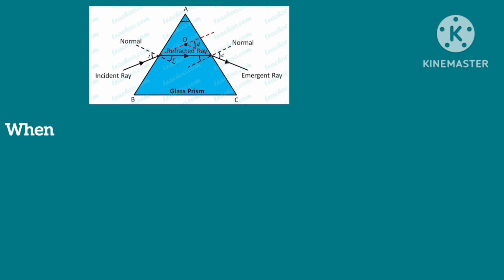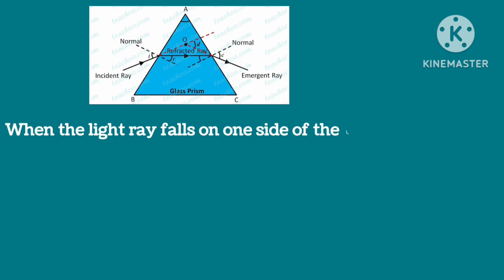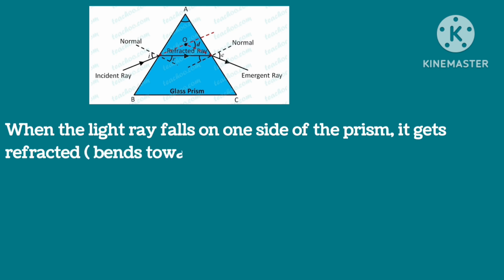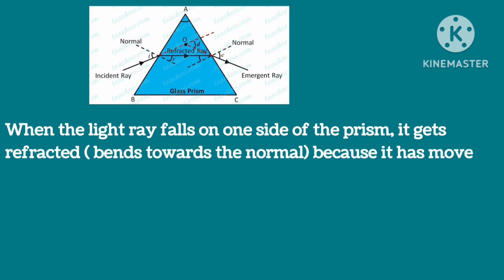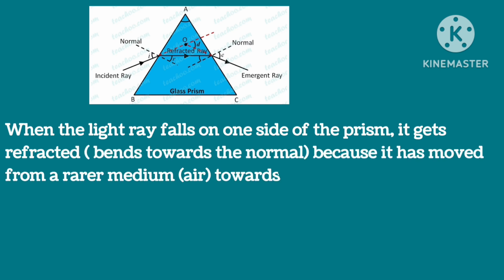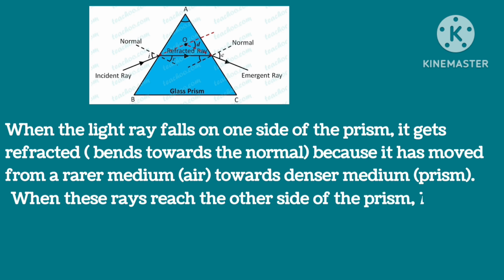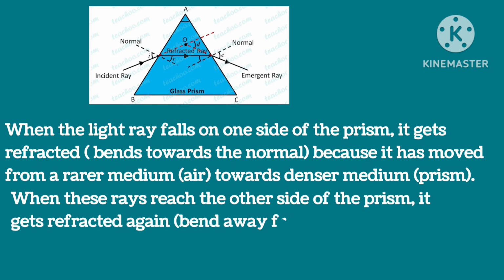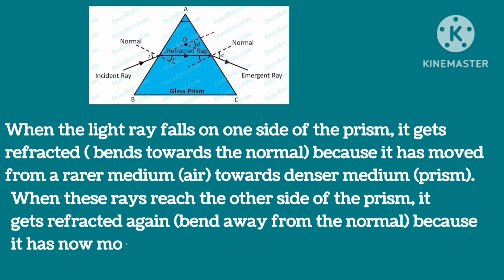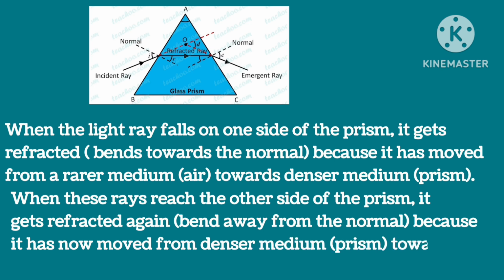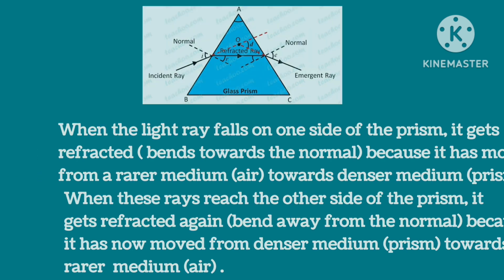So as shown in the diagram, when the light ray falls on one side of the prism, it gets refracted, that is bent towards the normal, because it has moved from rarer medium air to denser medium prism. When these rays reach the other side of the prism, they get refracted again, bent away from the normal, because now it has moved from denser medium prism towards rarer medium air.